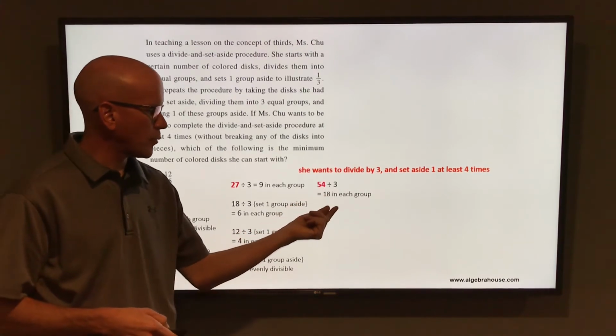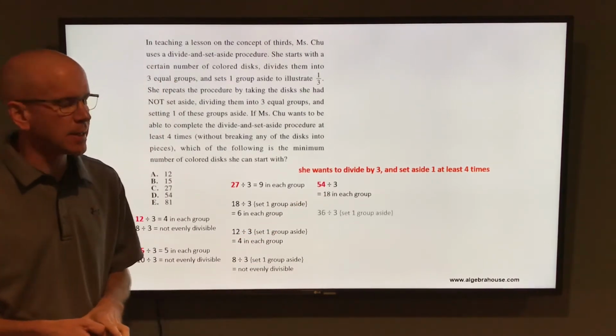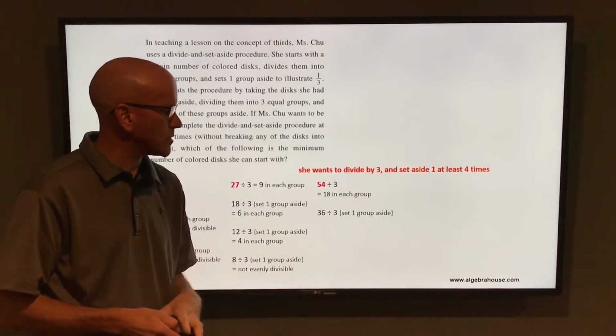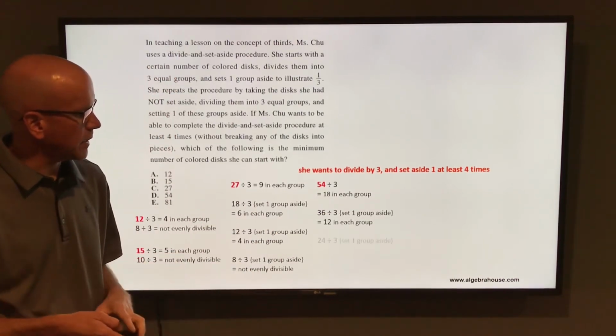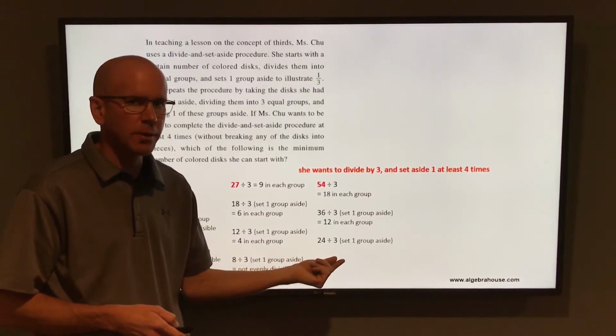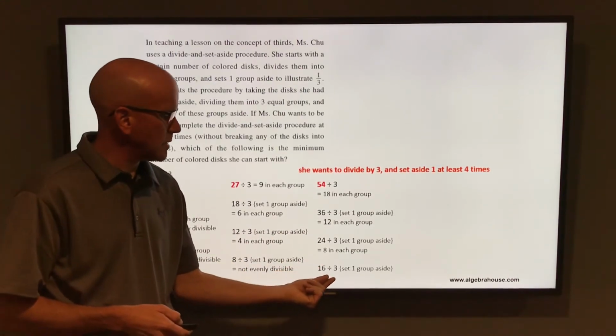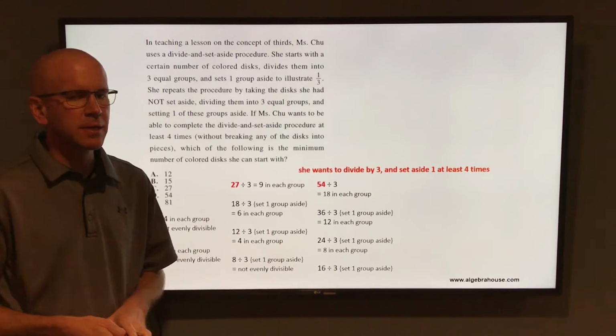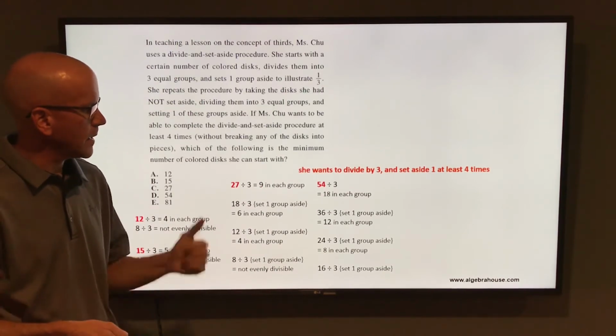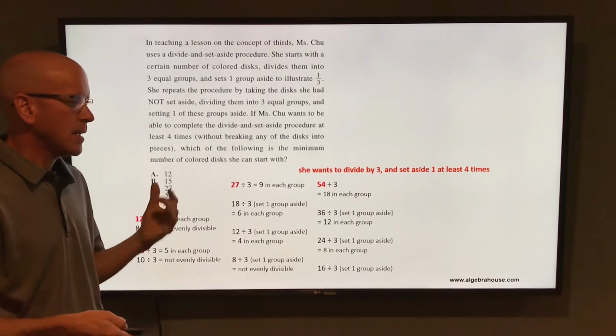Divide 54 by 3 is 18. Set 18 aside. Now you're dividing 36 by 3 is 12. Set 12 aside. You're looking at 24 divided by 3. Still working. That's 8. Set 8 aside. Now you're dividing 16 by 3. But that's a problem because 16 is not divisible by 3. So 54 is out. Has to be 81.